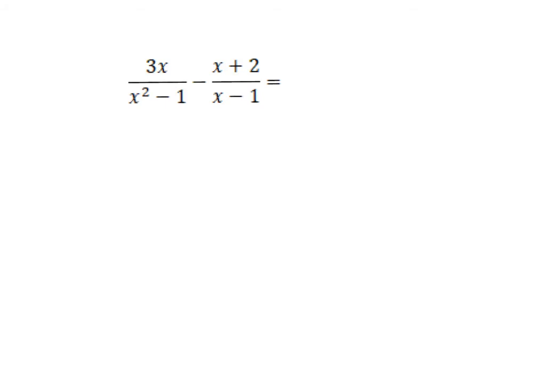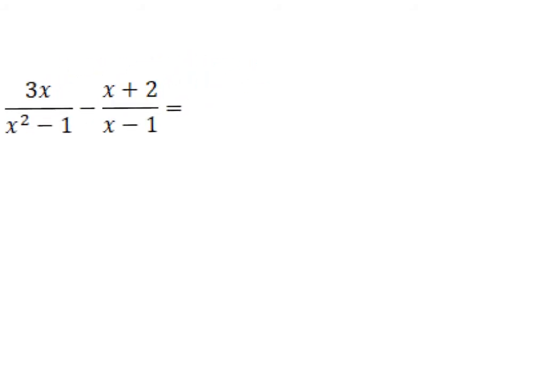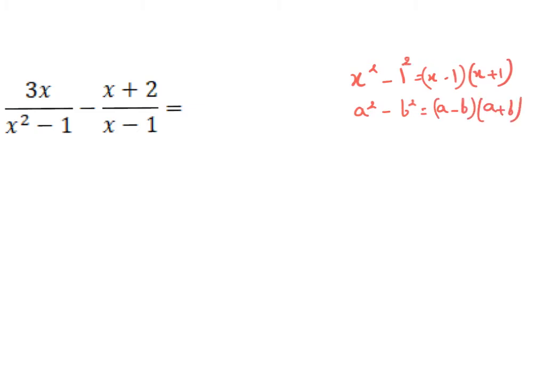First of all, we know that x squared minus 1 can be factored. So x squared minus 1 will be x minus 1 times x plus 1, right? And just to remind you, if you have a squared minus b squared, that's going to be a minus b times a plus b. And of course, 1 is the same thing as 1 squared. So that's how we can factor this one here.